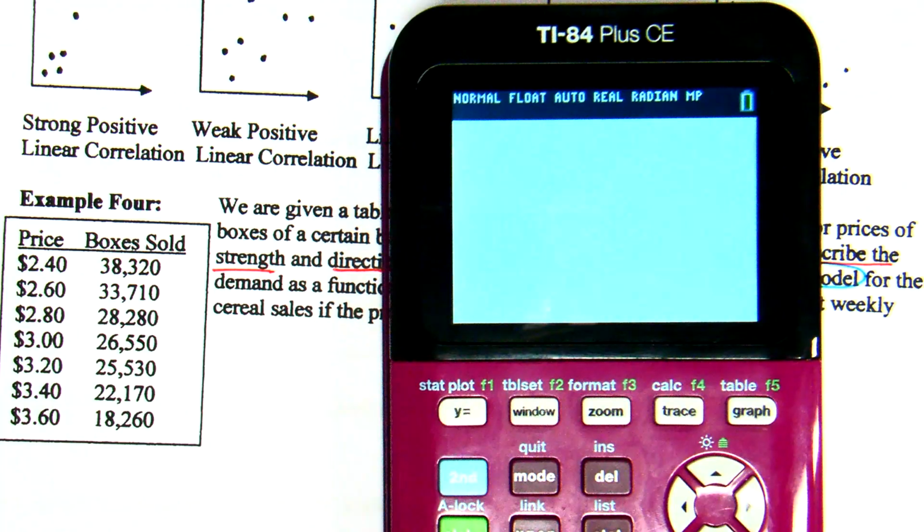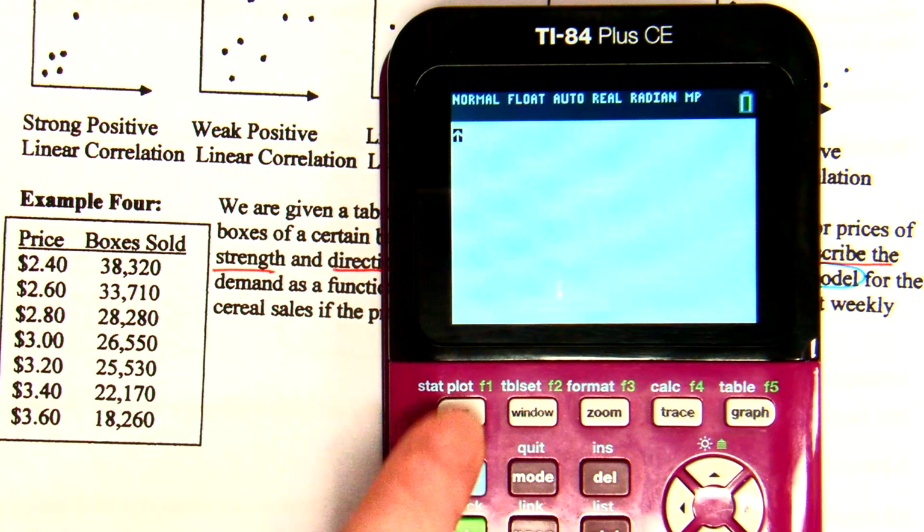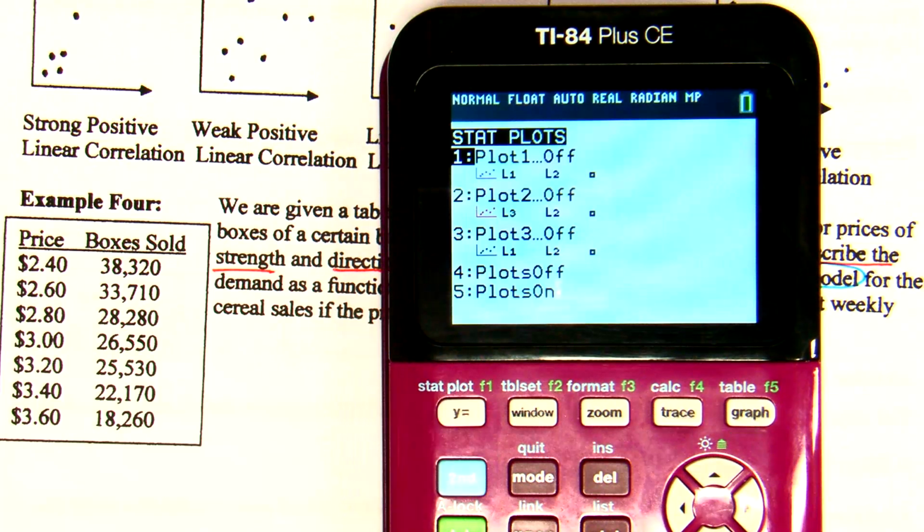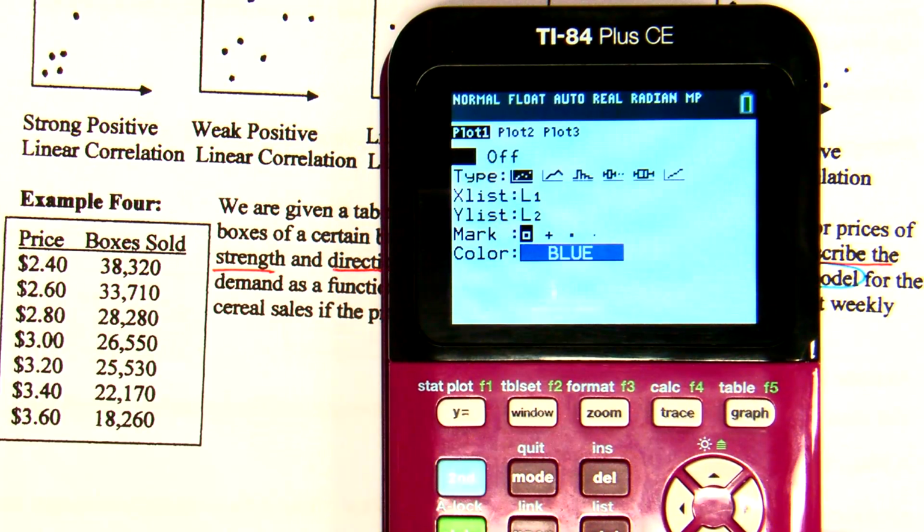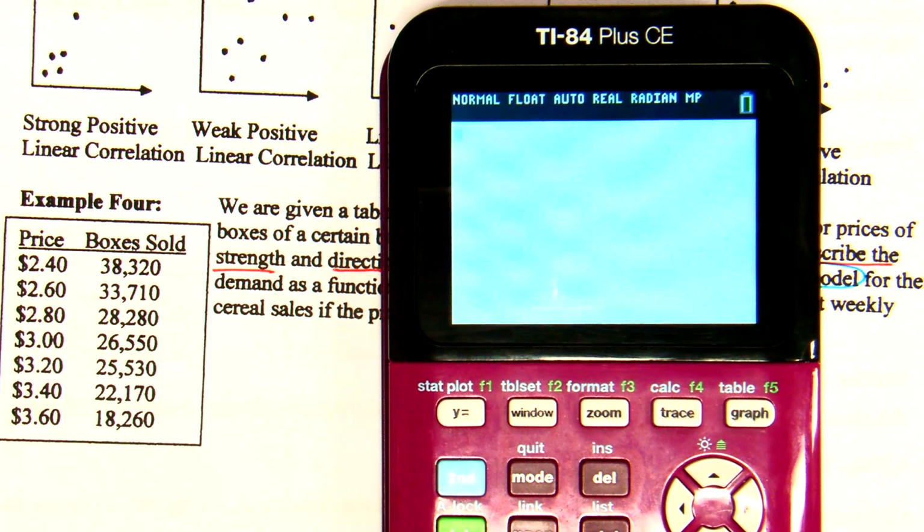So one thing you're going to have to do at some point, whether it be now or later, is you're going to have to turn your stat plot on. So if I go to second and plots, it brings up this. Go into plot 1 and turn it on, yes? Okay. How do we enter that data?